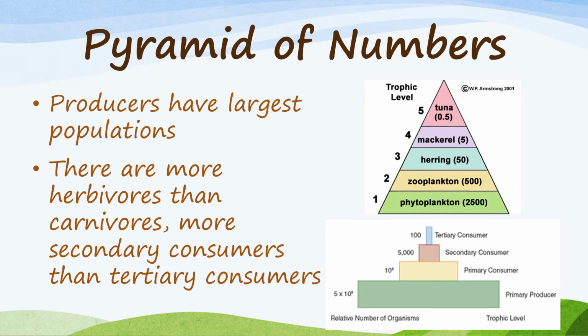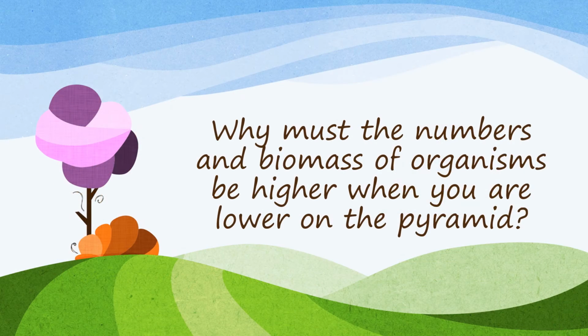There's also pyramids of numbers. So just like we said, there's more mass, there's more weight in the lower levels. That also must mean there must be more organisms in that level. So you have to have lots of producers, lots of different organisms of plants in order to feed all the different organisms of herbivores. So you always have to have more of everything on the bottom, more energy, more mass, more population, and it gets smaller as you go higher.